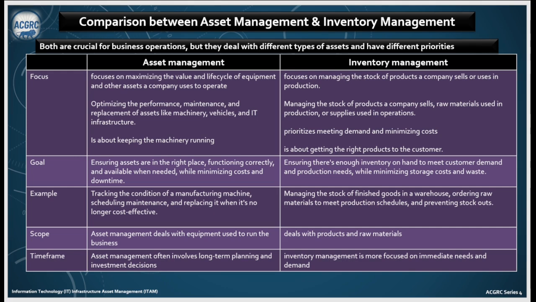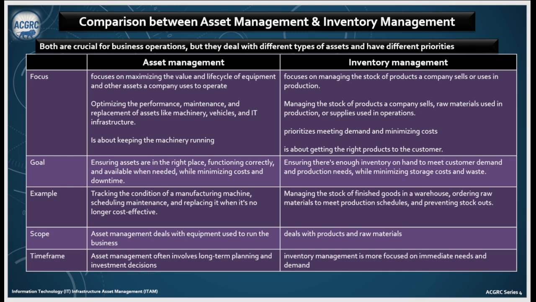The goal of asset management is ensuring assets are in the right place, functioning correctly, and available when needed, while minimizing cost and downtime. That's the goal of asset management. Whereas the goal of inventory management is ensuring that there is enough inventory on hand to meet customers' demand and production needs while minimizing storage cost and waste. So the goals are way different.